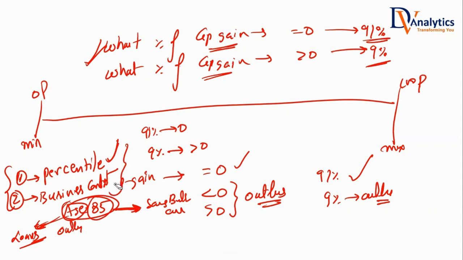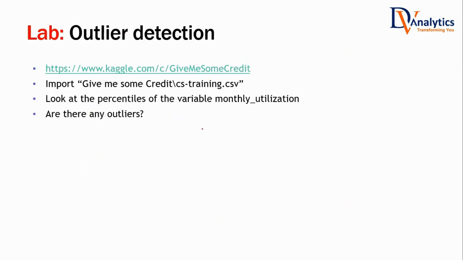Are you with me, everyone? Yes, sir. Business context will sometimes decide and tell us what are outliers and what are not. That's how you detect outliers. By using the percentile distribution, you will get to know where is the whole concentration of the population and whether there are any values that are very far away from the concentration of the population. To get a better understanding of this, we will take one more example. This time we will take some credit risk data.